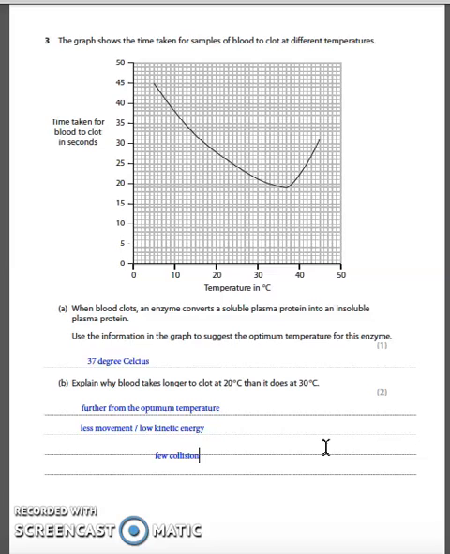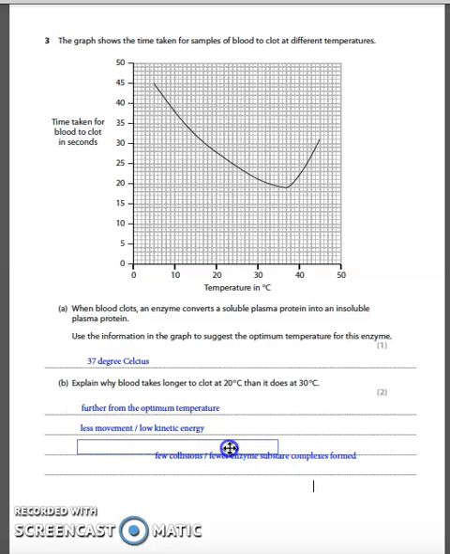Fewer collisions cause fewer enzyme-substrate complexes to form. So that is what we can say of what happens here.